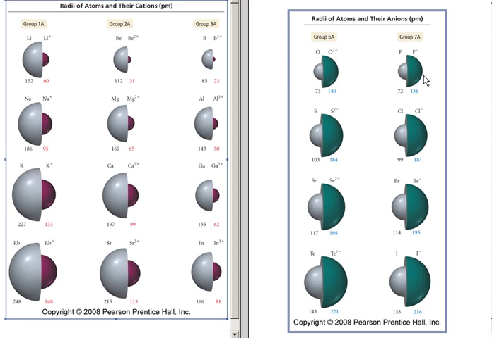And they're not going to be able to pull the electron cloud in quite as tightly, and the cloud is going to be a little bit bigger. The radius is going to be a little bit larger. So oxygen: 8 protons and 8 electrons for the neutral versus 8 protons and 10 electrons for the anion. Fluorine: 9 protons and 9 electrons for the neutral versus 9 protons pulling on 10 electrons for the anion. The anion is a little bit bigger.